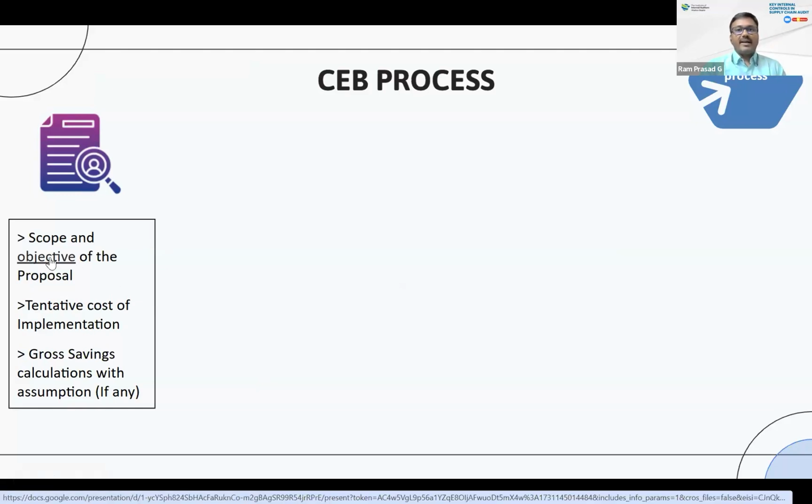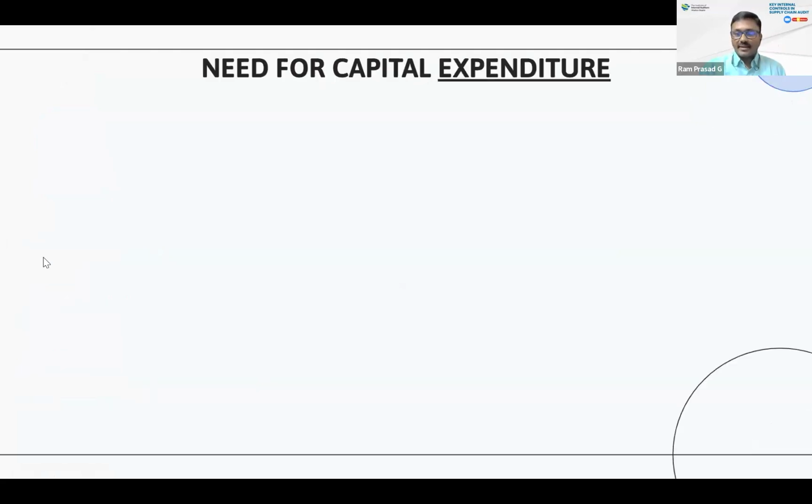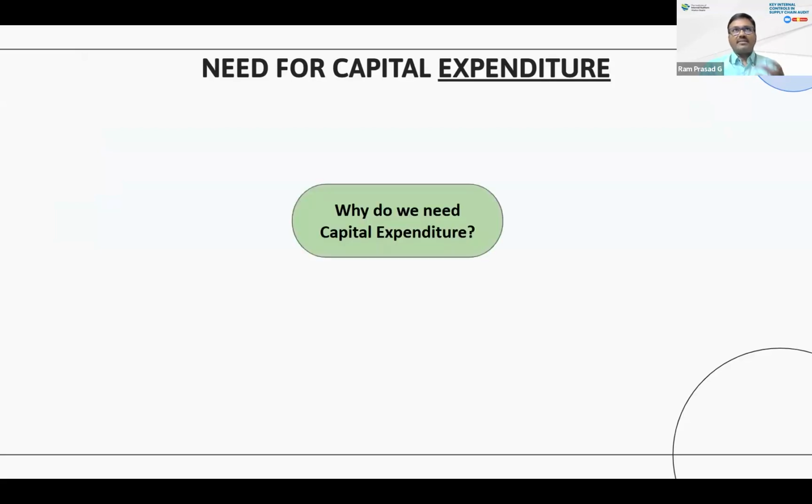I would actually like to get into those areas in detail. I wanted to have an interactive session here. However, since there could be some issues with background noise, I would only take it through, and I'm not making it an interactive slide here. So first and foremost, what needs to be seen is, in an organization, why do we need a capital expenditure? That is the first question which we need to address.